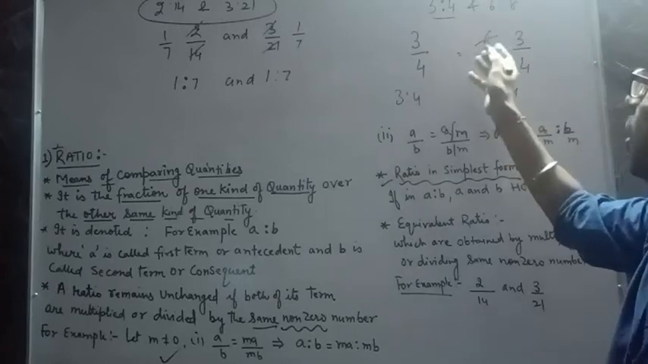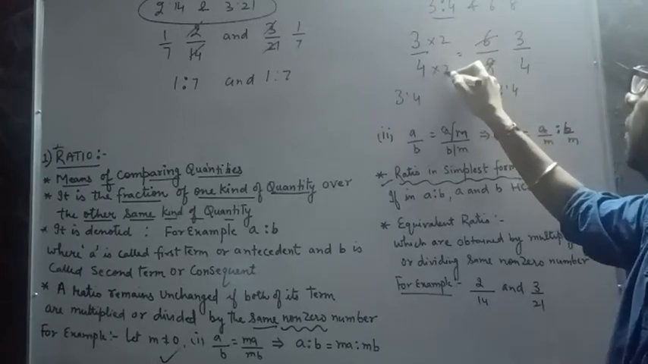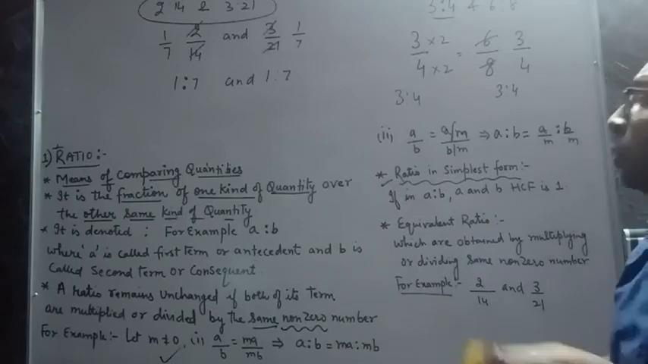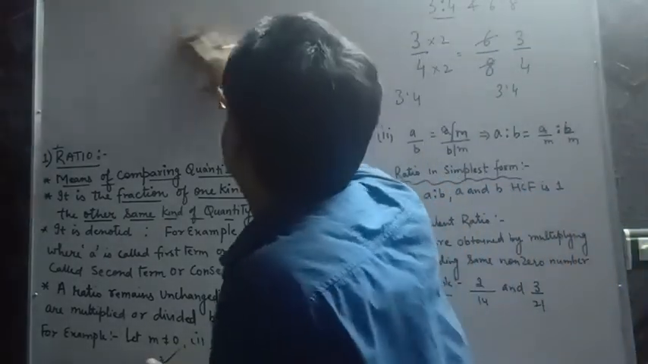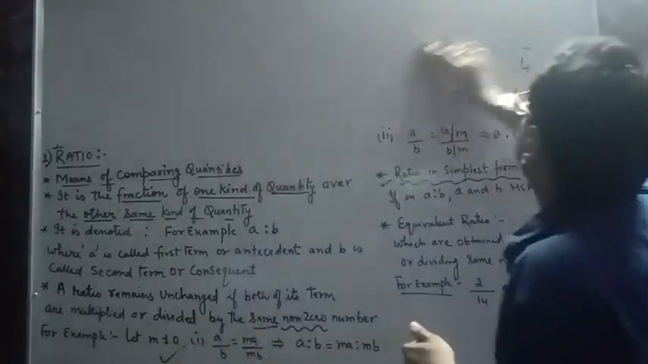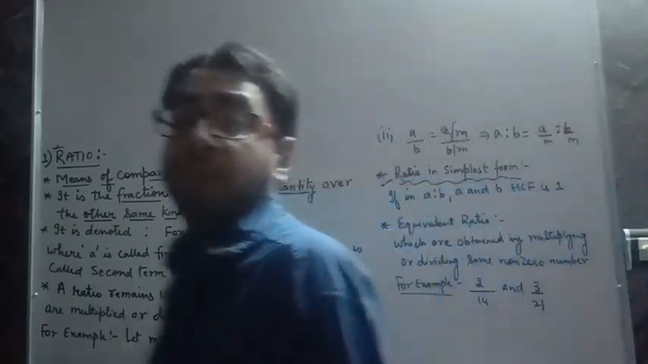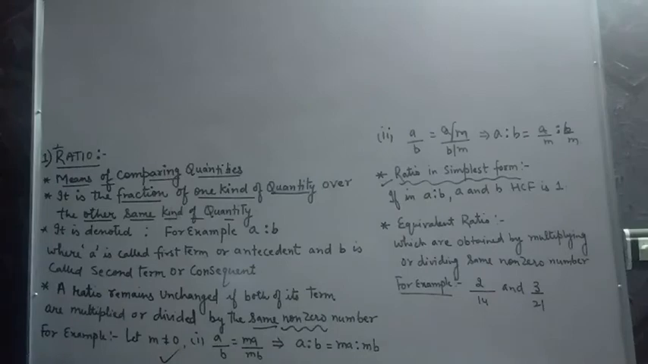So equivalent ratios 3 ratio 4 and 6 ratio 8. How did I get it? I multiplied with 2, I multiplied with 2. I got the answer. So I hope you are able to do equivalent fractions yourself. Just multiply it with any number, but numerator and denominator must be multiplied by the same number in that case. Are we clear? That's all for today in this class.